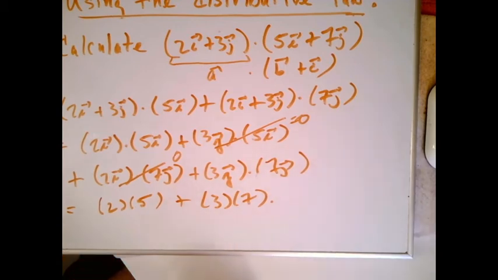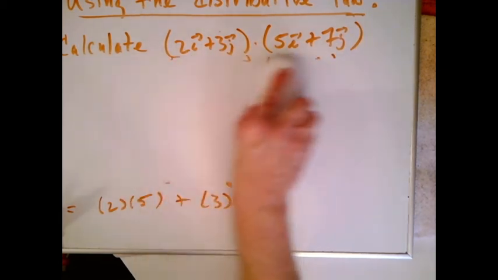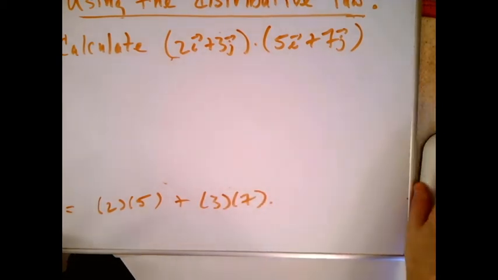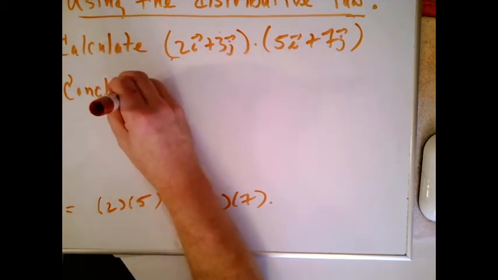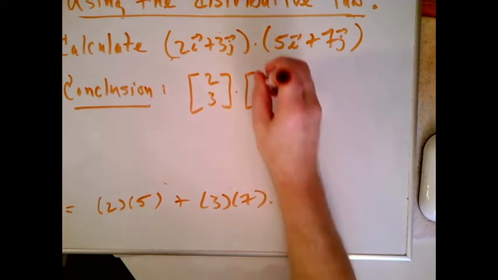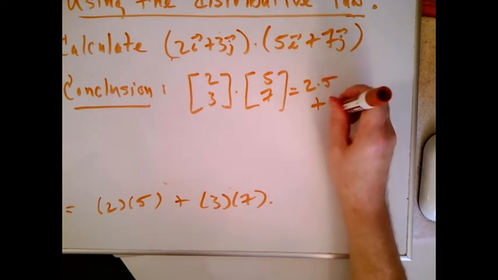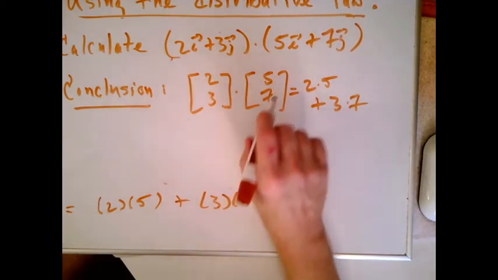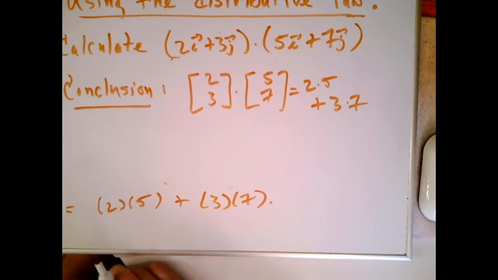Now, I'm going to write this conclusion in column form so you can actually see what's going to happen. I'm going to leave the answer down here, and I'm going to write the conclusion of our calculation like this. If I take the vector 2, 3 and dot it with the vector 5, 7, according to what I have down here, I get 2 times 5 plus 3 times 7, and you can see that it looks like we're just multiplying across and adding. That's going to be a general property that's going to work, but it all follows from the distributive law.